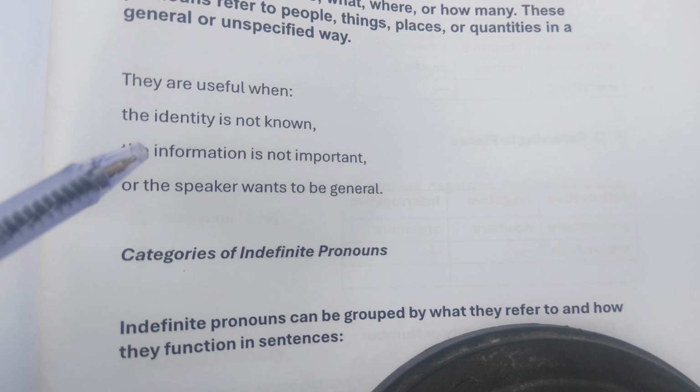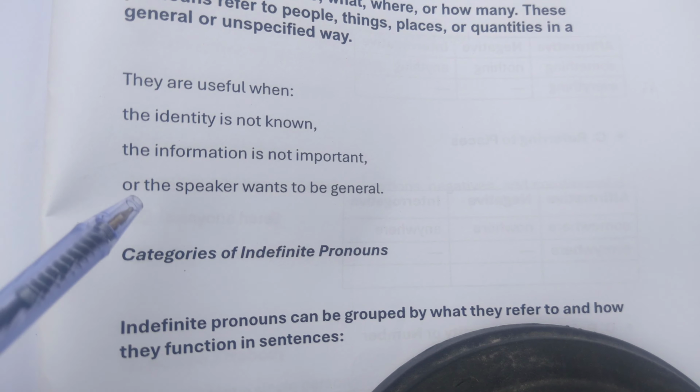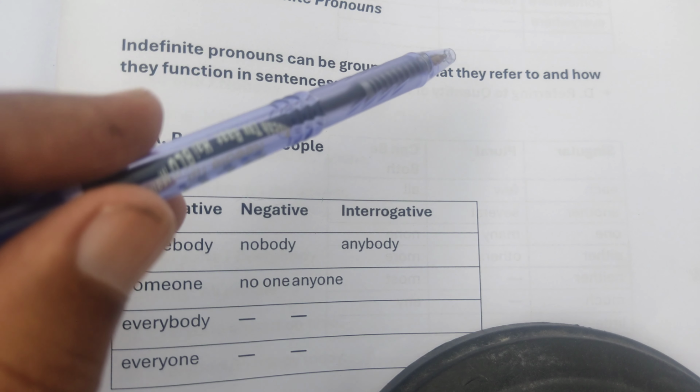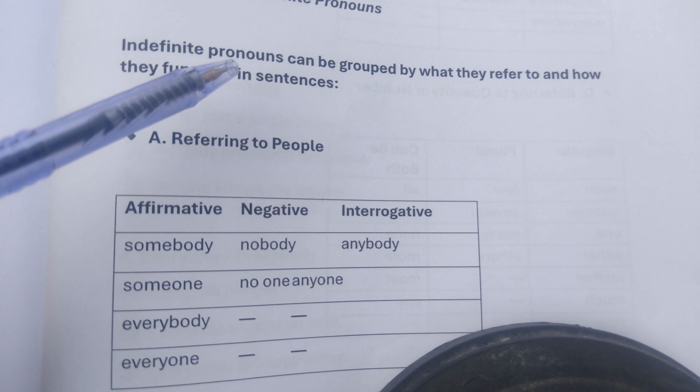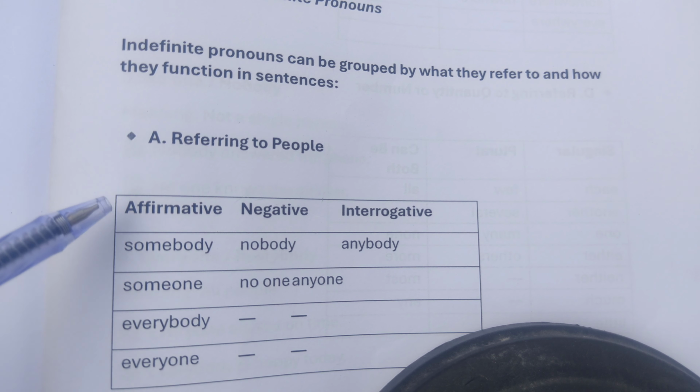They are useful when the identity is not known, the information is not important, or the speaker wants to be general. Indefinite pronouns can be grouped by what they refer to and how they function in sentences. Referring to people, here we have a table. These are affirmative: somebody, someone, everybody, everyone. Somebody, affirmative; negative, nobody; interrogative, anybody. Someone, no one, interrogative, anyone. Everybody, everyone.